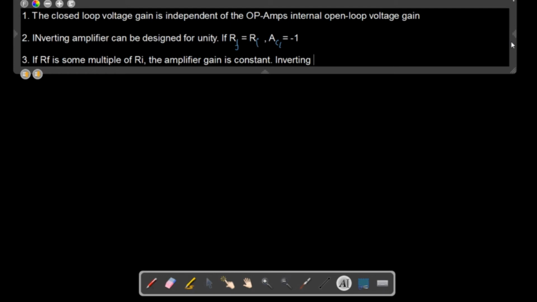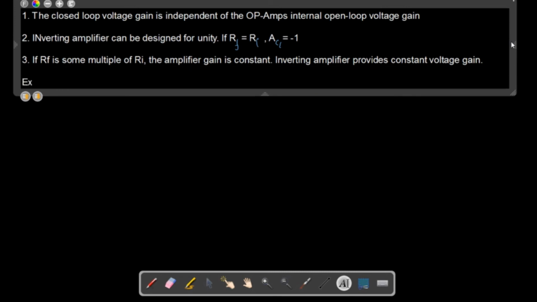So inverting amplifier, basically whenever we are using it, provides constant voltage gain. So it has this important application.